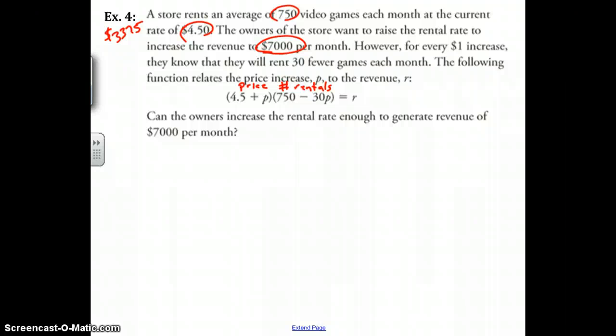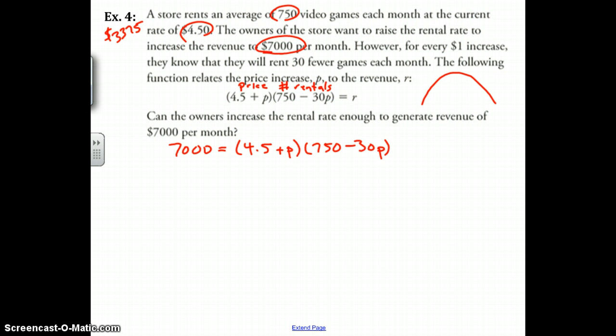Or if they raise their price too much, are they going to lose so many rentals that they won't even be able to make that money? When we think about this, the price goes up and the amount they're making goes up, but eventually, if they raise the price enough, it's going to start to go down because they're going to lose so many customers. So what we're looking for here is the p-value when r equals 7,000. So it's going to be 7,000 equals (4.5 plus p) times (750 take away 30p).